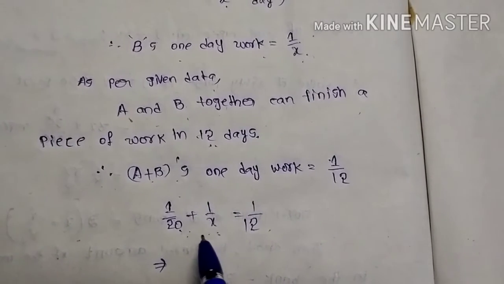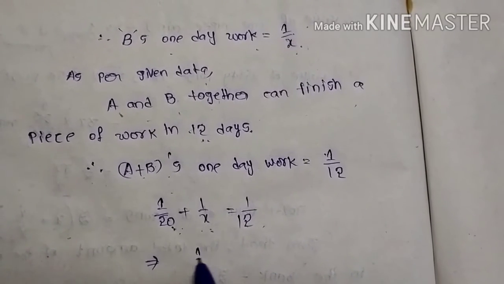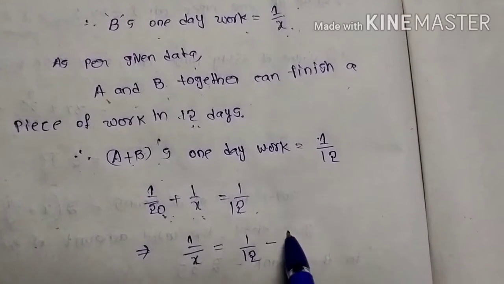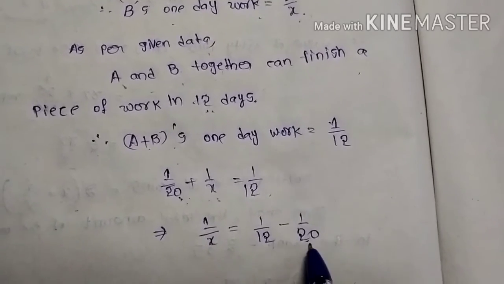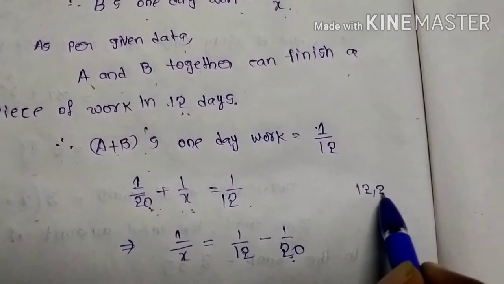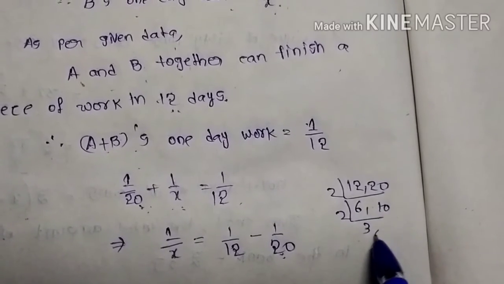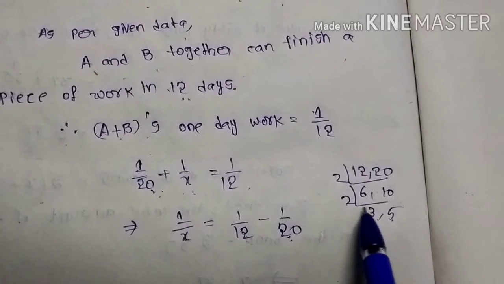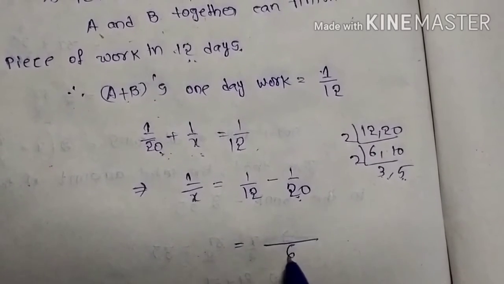Finally, to find the constant terms, you can transpose to the RHS. That means 1 by X is equal to 1 by 12 minus 1 by 20. Now you can see both are constants or not? Yes. Now you can find the LCM. What is the LCM of 12 and 20? See here, 2 6s are 12, 2 10s are 20. Here 2 3s are 6, 2 5s are 10. 3 and 5 are prime numbers, so you can stop here. 2 2s are 4, 4 3s are 12, 12 5s are 60. That means you can write here 60 as your LCM.